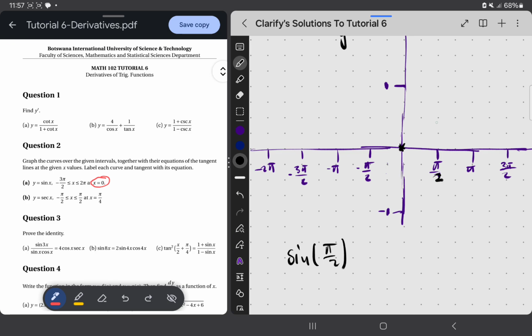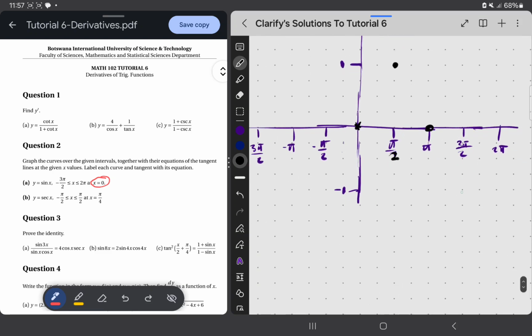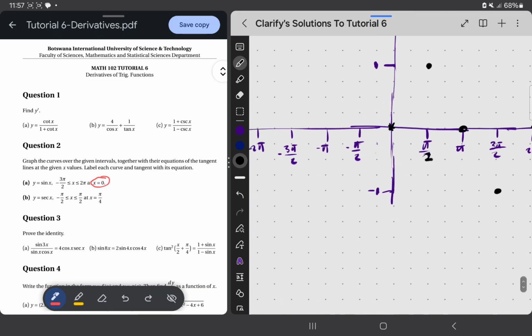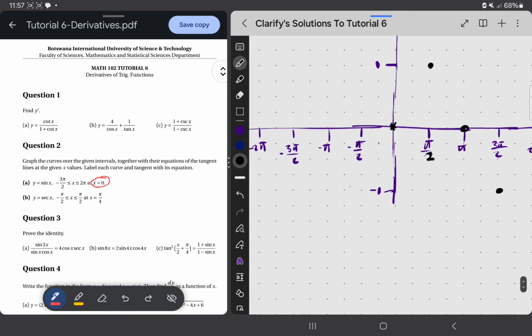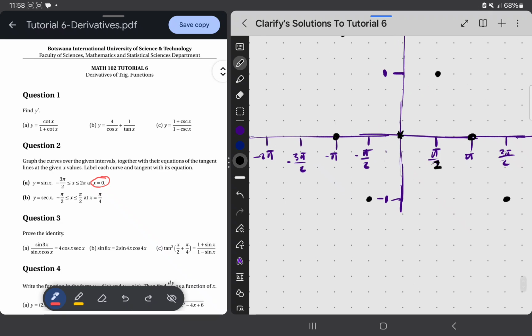Then you say sine of pi over 2, what do you get? You get a 1. So it means you put it here. Then if you say sine of pi, you must get a 0. Then if you say sine of 3 pi over 2, you must get a minus 1. Then if you say sine of 2 pi, you get a 0. So here we know that it goes 1, 0, then minus 1, then 0 on the next point.